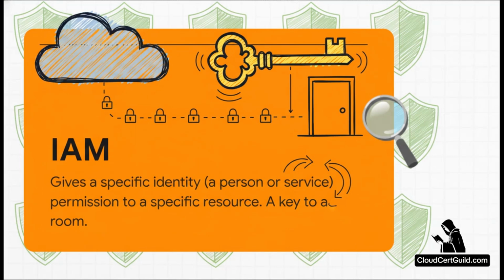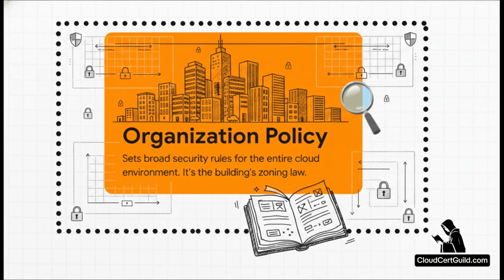Well, first up, we've got IAM. That stands for Identity and Access Management. Now, this is the system that's actually handing out the individual keys. It's really specific. It says things like, okay, you, this specific application, you are allowed into room 101. But then there's something way more powerful, and that's organization policy.